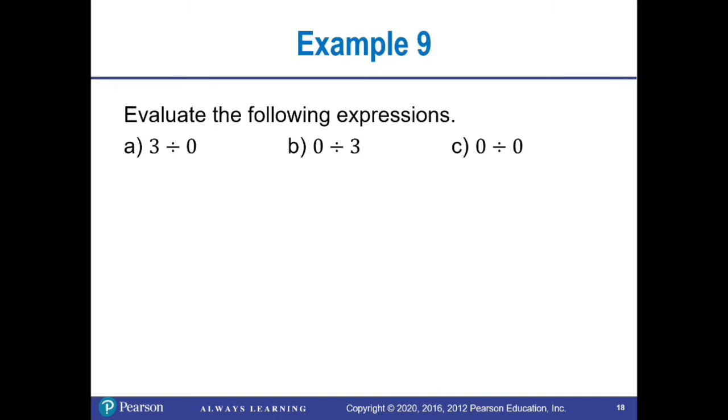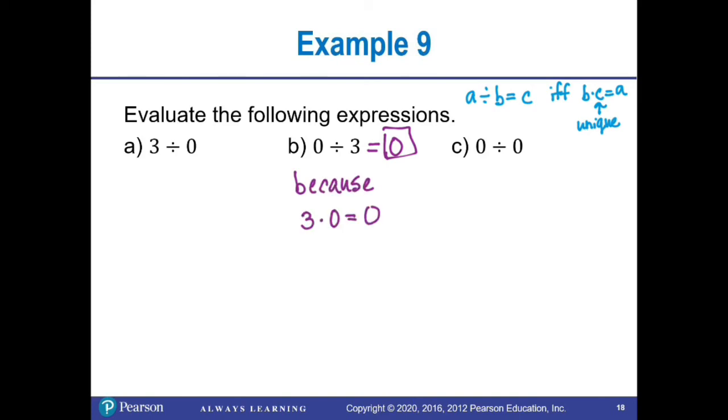Now, let's talk about division with 0. I'm going to start with B. But to review, remember our relationship between multiplication and division. So if we have A divided by B equals C, and you'll notice I wrote the IFF. This is a mathematics abbreviation for if and only if. So here, A divided by B equals C, if and only if B times C equals A. Now remember, our answer, that C, has to be a unique number. Well, 0 divided by 3 in part B is 0, because 0 times 3 equals 0. You're familiar with that one.